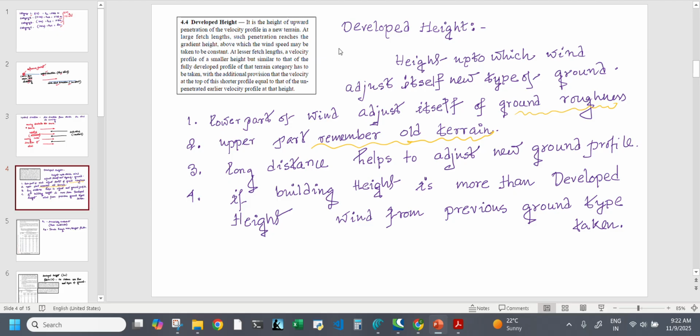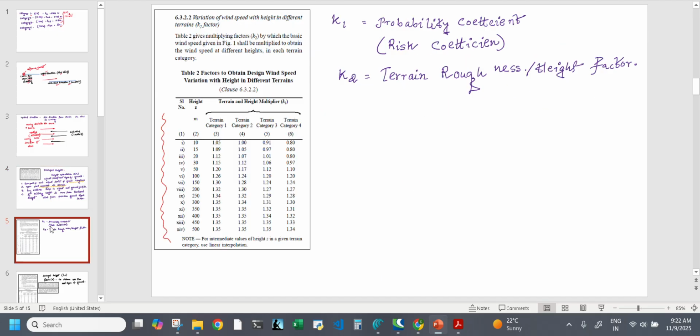So over some length it will remain in the mode of terrain category 1. A long distance helps it adjust to a new terrain pattern. That means the more the fetch length, the more room there is to change itself to the new terrain category. If the building height is more than the developed height, wind from the previous ground is taken. Now IS 875 Part 3 has a table for this.